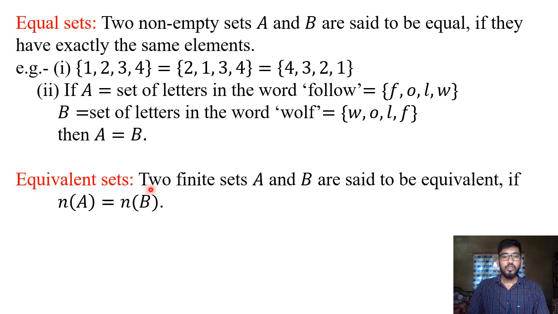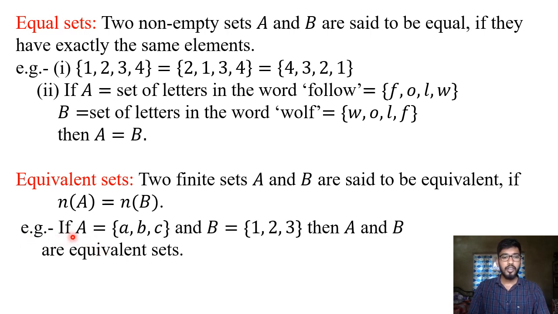Next, equivalent sets. Two finite sets A and B are said to be equivalent if the number of elements in A equals the number of elements in B. So when do we call two sets equivalent? If the number of elements in both sets is the same, regardless of what the elements are, then we call them equivalent. For example, if I take A equals {a, b, c} and B equals {1, 2, 3}, the elements are different, but their numbers of elements are the same. Here the number of elements is 3, and here also 3. So these two sets are equivalent. So we can say that sets A and B here are equivalent but not equal. Okay?